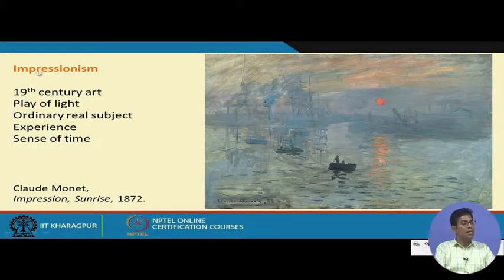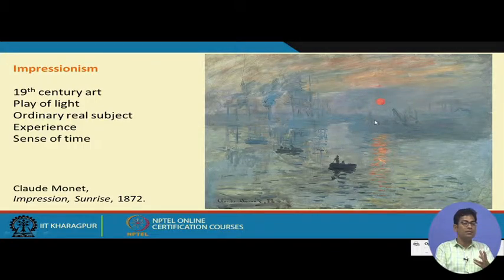We will see some examples of representational images, and now we get into the movements of art to look into some of the representational aspects. Impressionism was a 19th century art movement, and if you look at this particular painting by Monet, he was an impressionist artist. The initial painting that you saw and this one are by the same artist, and in this painting you see a play of light has played a very important role.